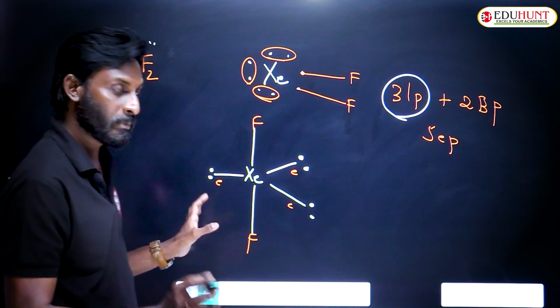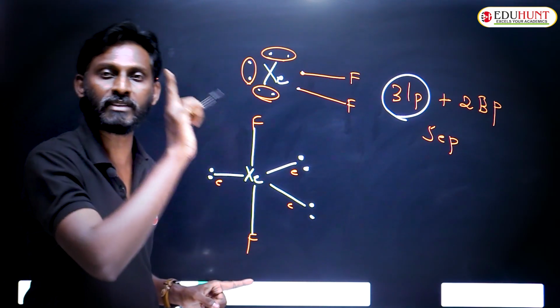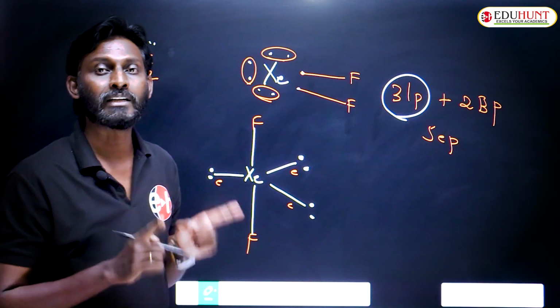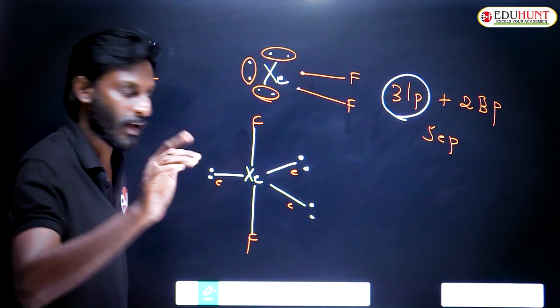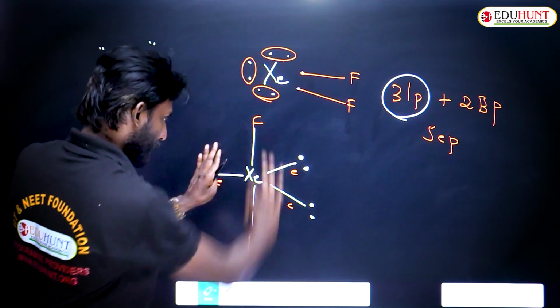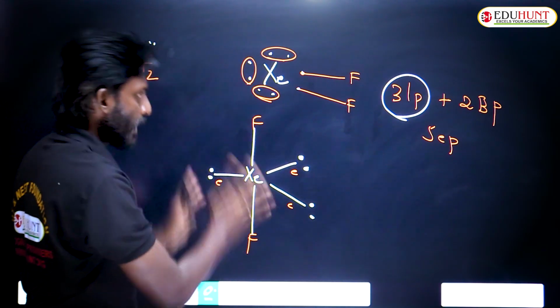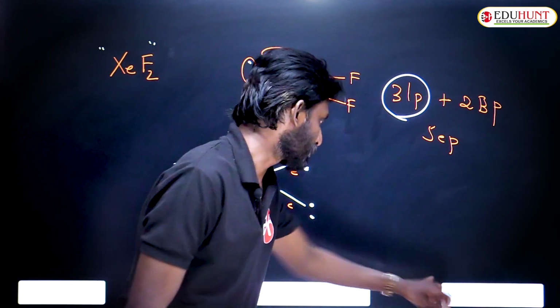So the electron geometry is going to be trigonal bipyramidal. But I told you in the previous video, to determine the molecular geometry or shape, you don't consider the lone pairs. Now it is going to be linear geometry, the shape is going to be linear.